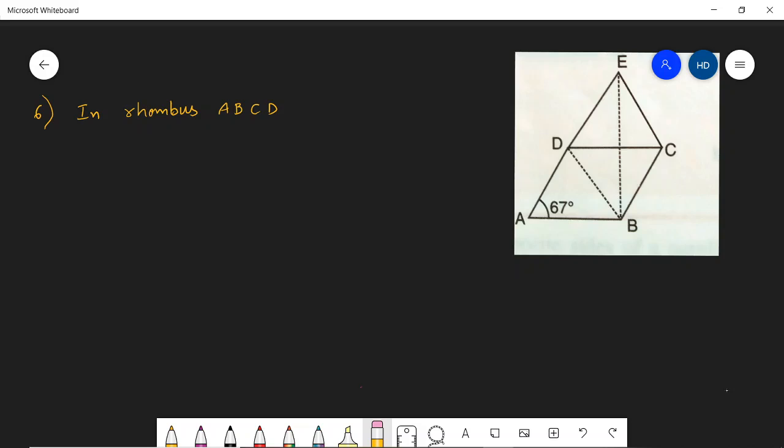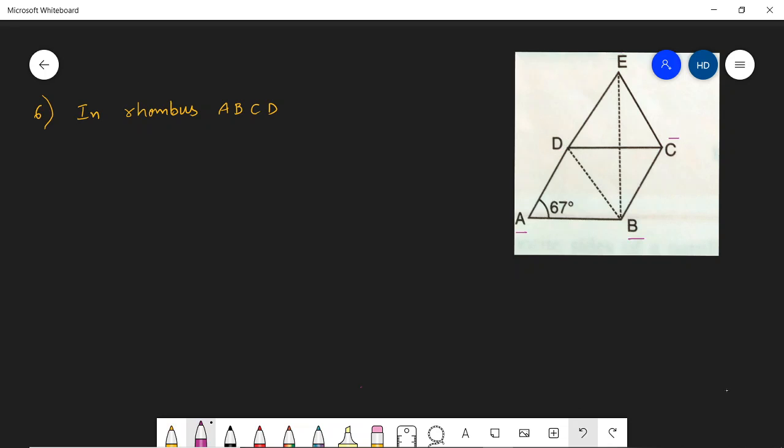With problem 6, exercise 14b, as usual we'll try to understand the question clearly first. The question says, in the given figure ABCD is a rhombus, with angle A equal to 67, and it's mentioned here already. And DEC is an equilateral triangle.